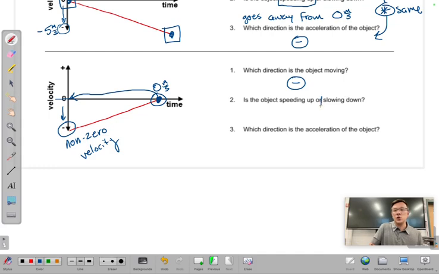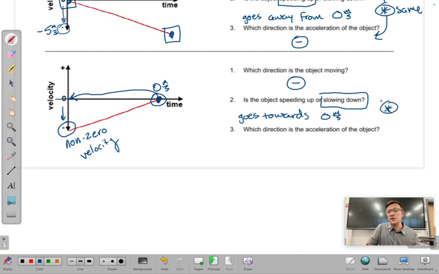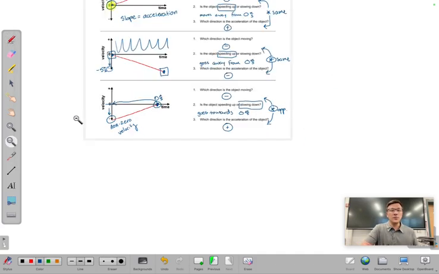So this object does slow down, and again, the reasoning for that is that the line goes towards 0 meters per second. And when the answer here is slowing down, then that means that these have to be opposites, and we will have a positive acceleration. We can then go check our work. Is the slope of the red line positive? Yes, it is. So we are good to go.